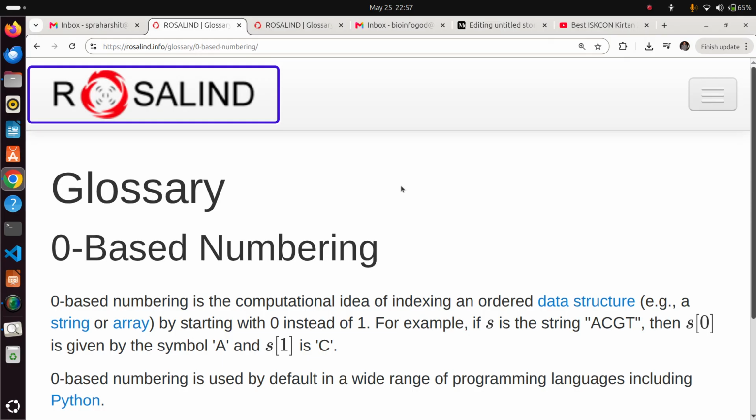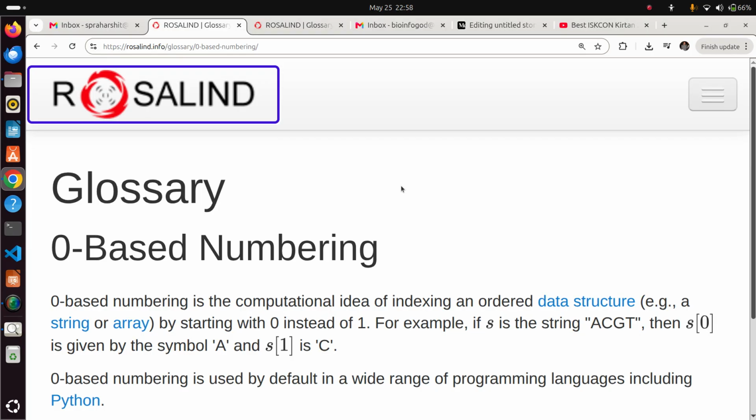So, zero-based numbering is the computational idea of indexing an ordered data structure such as a genetic string or an array by starting with 0 instead of 1. Note very carefully, zero-based numbering is nothing but whole number-based indexing. For example, if S is a genetic string in alphabetic order ACGT, adenine, cytosine, guanine, thymine, then S of 0 is A for adenine, S of 1 is C for cytosine, S of 2 is G for guanine, S of 3 is T for thymine.